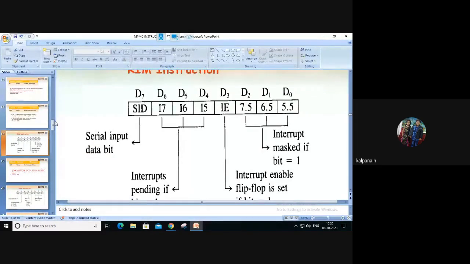And this is the diagram of read interrupt mask. This one also has 8 bits. 7.5, 6.5, 5.5, all three are the interrupts. IE is interrupt enable. SID is the serial input data bit. What communication are we doing here? Serial communication. At that time, the D7 bit will be enabled whenever the processor takes the input data.